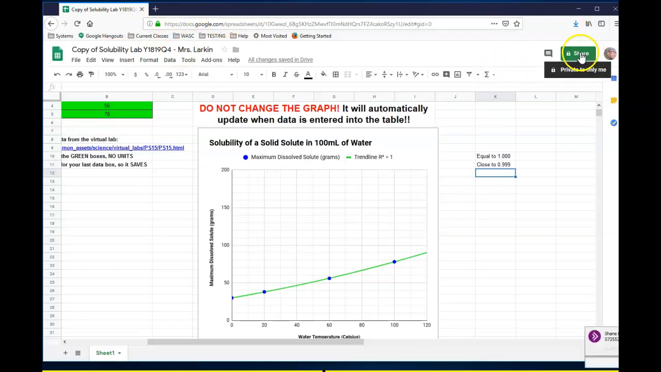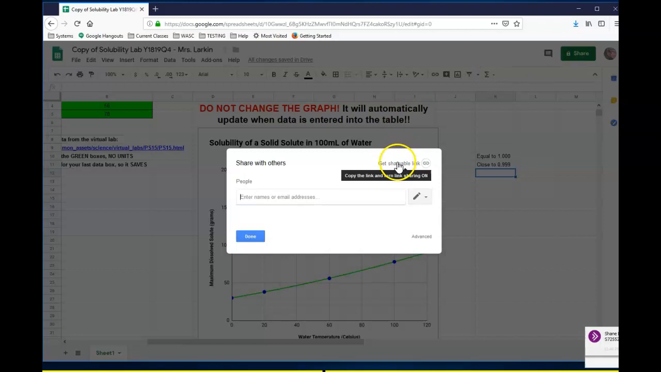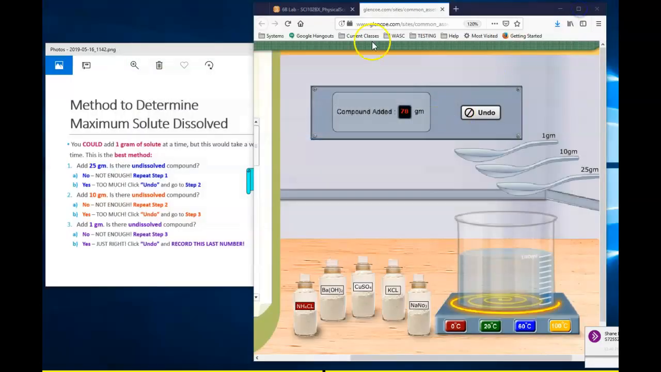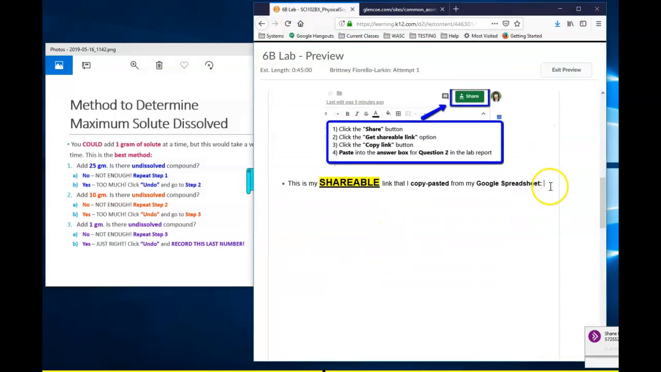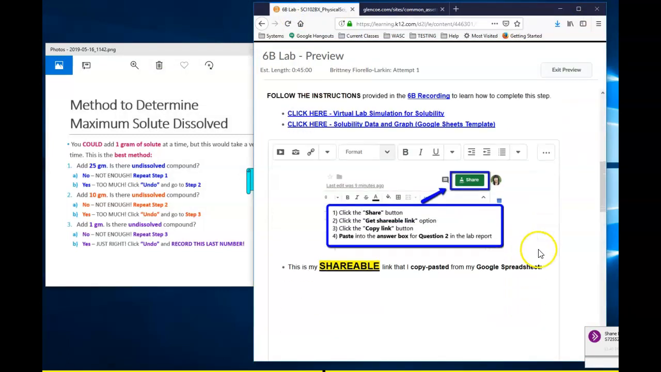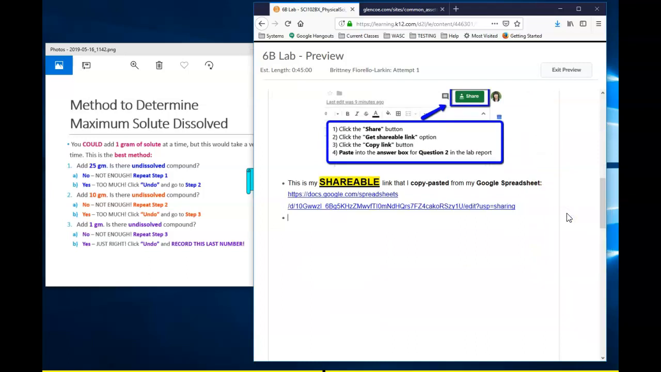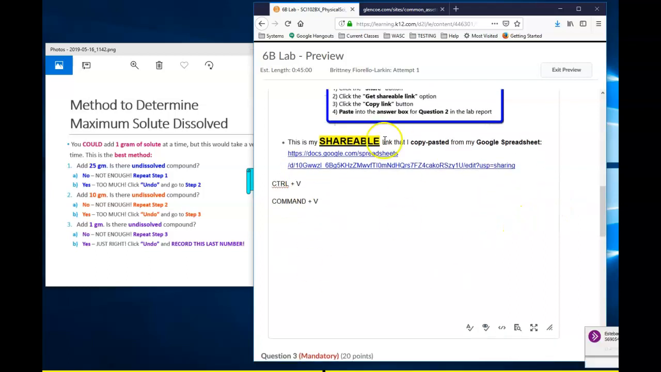Now at this point, you're going to click share, click Get Shareable Link, click Copy Link, and then go back to your lab, and that's where you put your shareable link. That will answer question number 2, and question number 2 will be all set. You can either right-click and click Paste, or if you have a PC, press Control and V at the same time. If you have a Mac, press Command and V at the same time to paste your link in here.